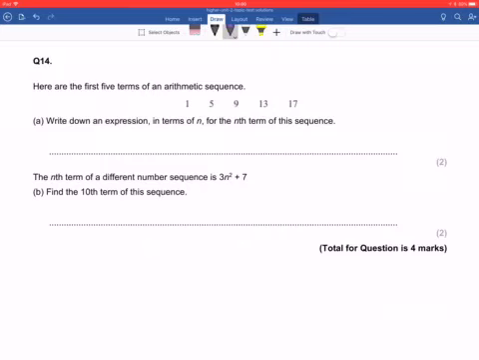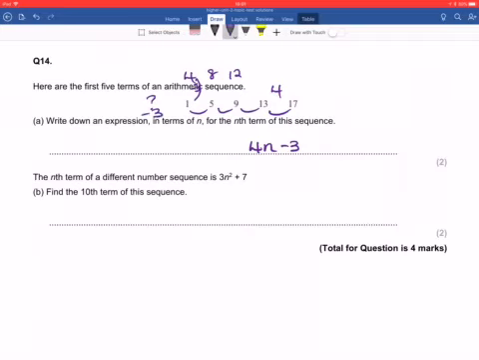First 5 terms of an arithmetic sequence, what does it go up in? It goes up in 4s, so it must be 4n. Okay, it's the 4 times table. Let's have a look. 4, 8, 12. The 4 times table minus 3. Or thinking about what would come here, 4 less than 1 is minus 3.